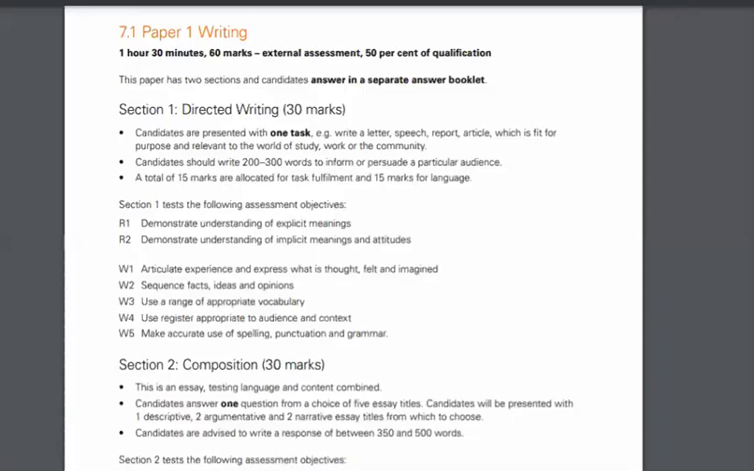Okay, now this is going to be the last thing that I will cover for today. This is how your paper is assessed. You can quickly go through these. This paper has two sections, and candidates answer in a separate answer booklet. This is how your examination papers are marked externally and even internally. This is how I will mark your exams for your in-school or home exams, and this is exactly how you are marked externally by the CIE assessors.